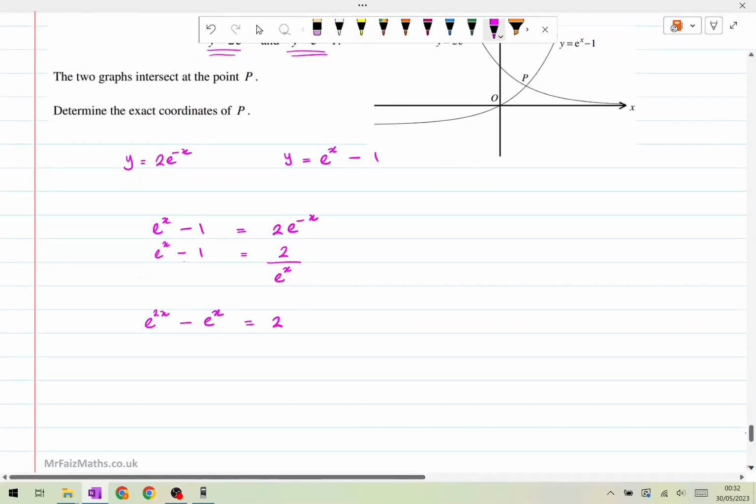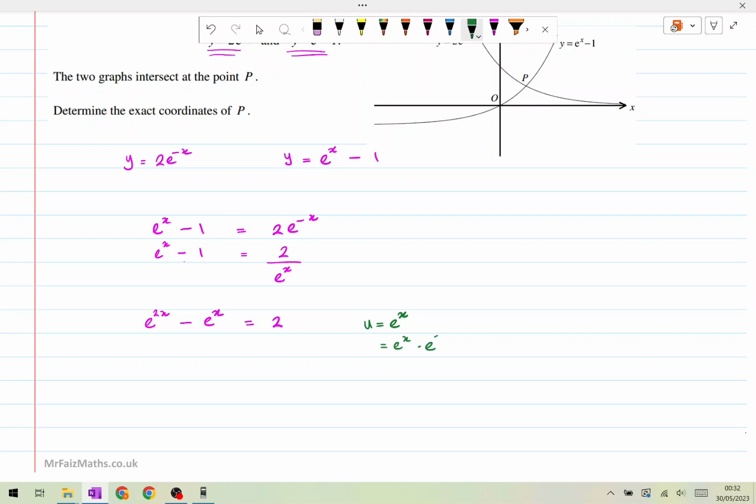So if I have e to the x and e to the 2x term, what I can do here is make some kind of substitution. I'm just going to say, let u equal e to the x. So I can write this term here, e to the power 2x, as u squared, because that would be e to the x times e to the x. If you're multiplying these two, you'd add the powers together, which is why we get e to the power 2x. So I can rewrite this as u squared minus u, and the 2 here, I'll bring that to the left hand side so that we can have it equal to 0 and then solve this.